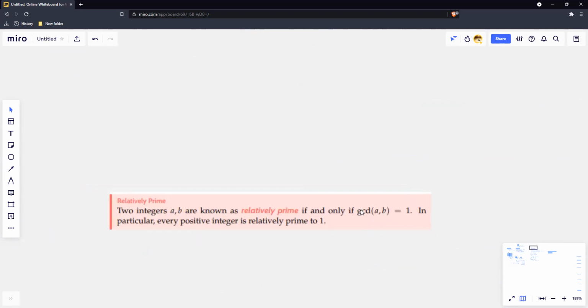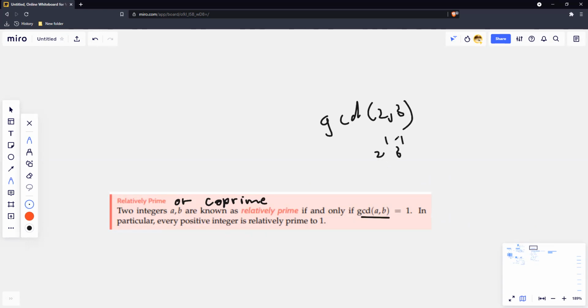And this is a different definition of it. Last week, I don't think we covered GCD. So this is basically a better way to say it, I guess. Relatively prime, or co-prime. Both of them are correct ways to say it. Two integers a comma b are known as relatively prime if and only if GCD a comma b is equal to 1. Basically, this is saying that if the GCD is 1, that means they don't have any factors in common. Since like GCD 2 comma 3, then we have 2 comma 1 here, 3 comma 1.